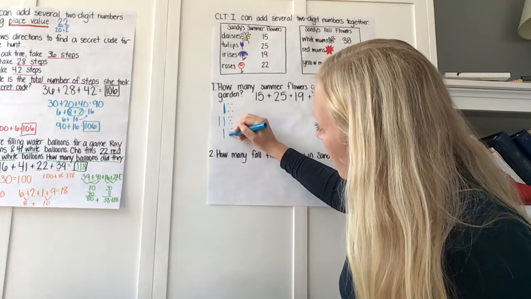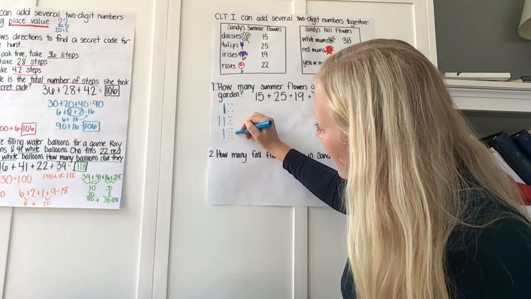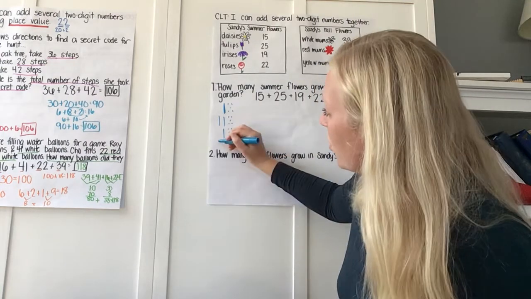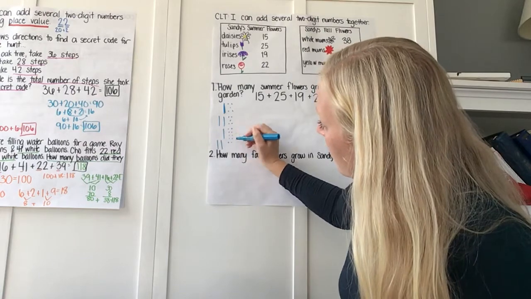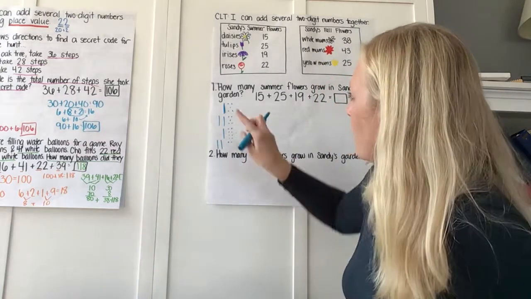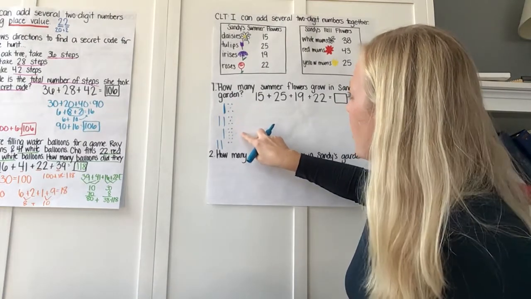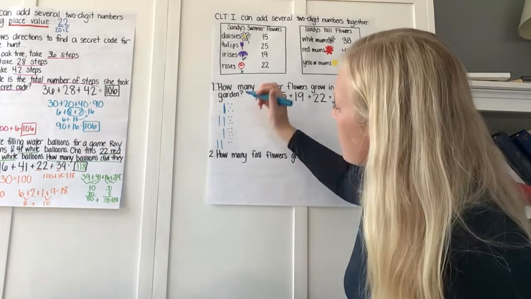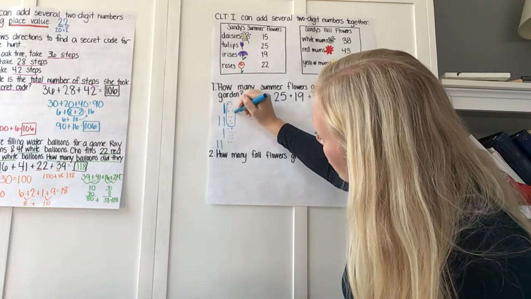3, 4, 5, 6, 7, 8, 9, and whew. Okay, and what did you do next? We have our 15, our 25, our 19, and our 22. So what did you do next? Why did you put those two together?